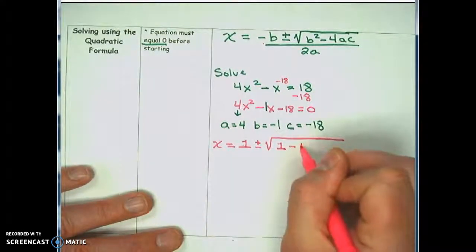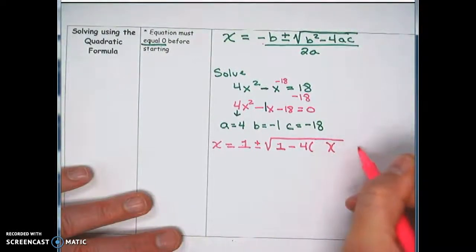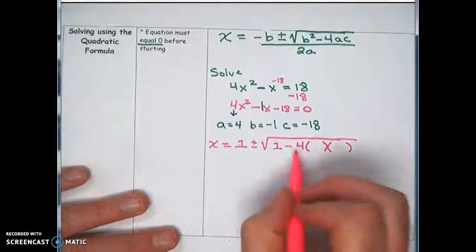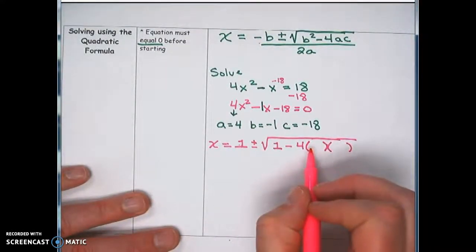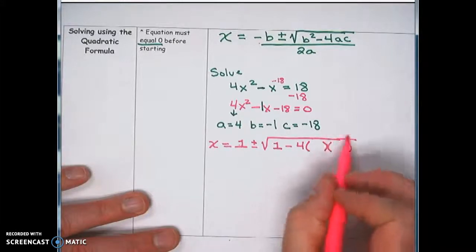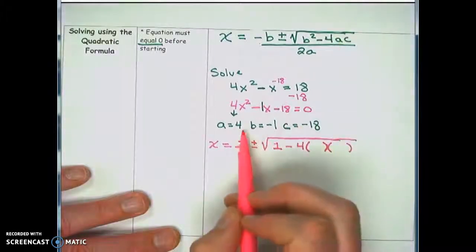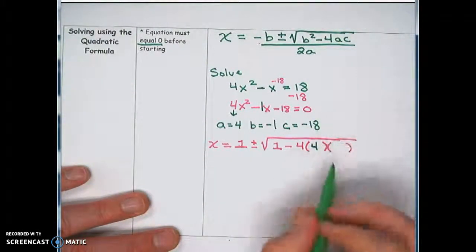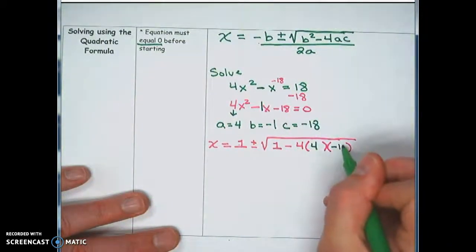Minus 4, it's always -4, multiplied by a multiplied by c. Now I use parentheses for multiplication just so I don't get confused on what's a subtract sign and what's a negative sign. So after the 4, I'm going to put the a value. My a value in this case is 4. So I'm going to put 4 in the a value spot. And then in the c value spot, after the a, I'm going to put -18.